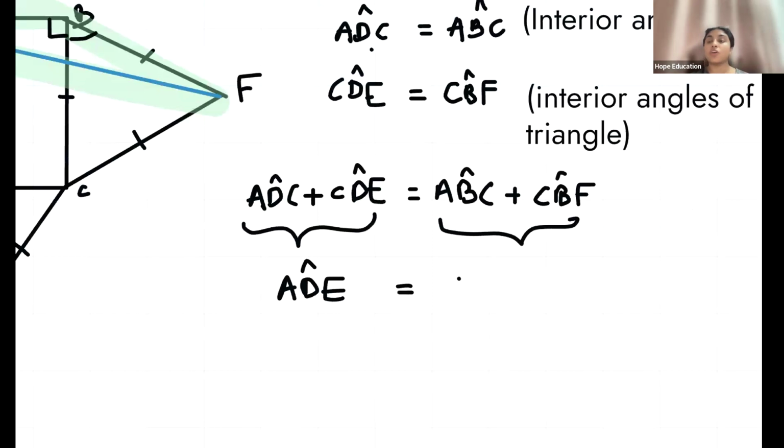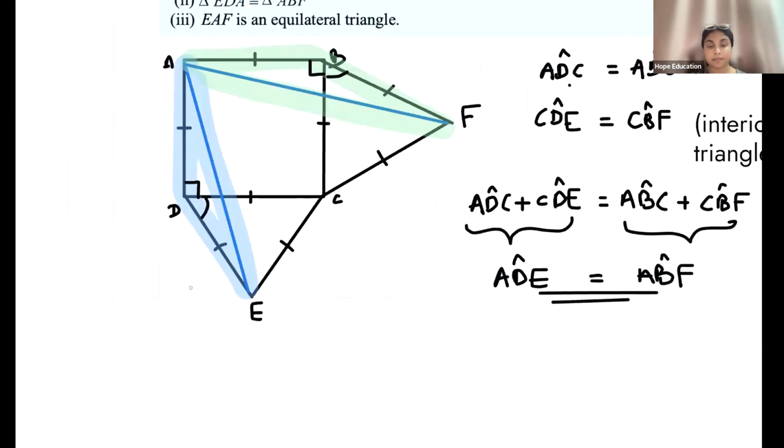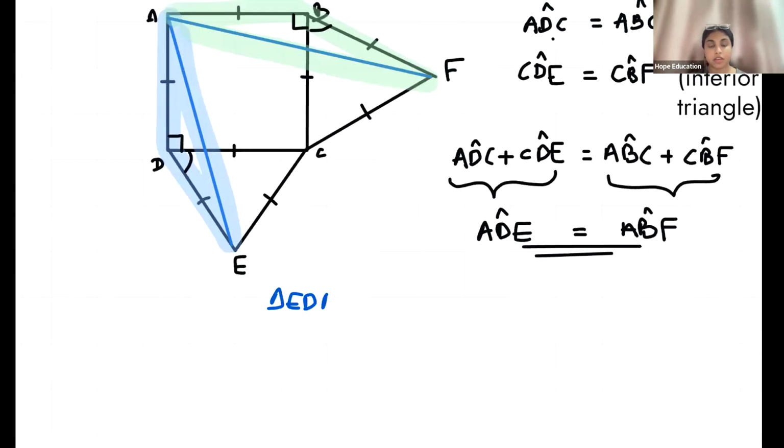Now I write my congruency case. Now we need to congruent our EDA triangle and ABF triangle, right? I'll put the topic, EDA and ABF. So our sides: AD is equal to AB. Then ED is equal to BF.